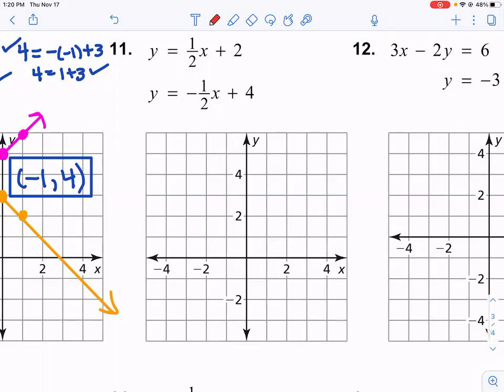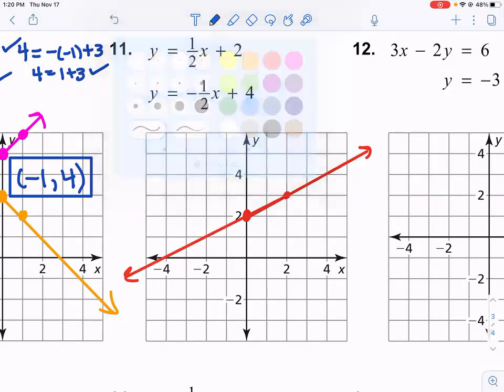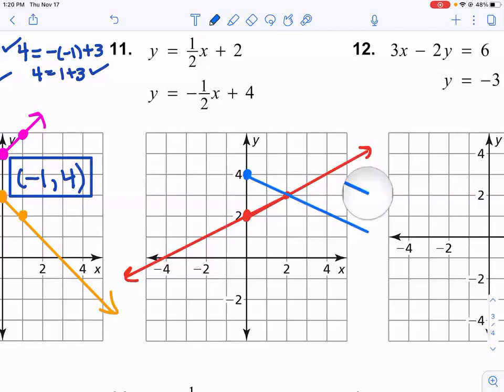My number 11. Is this what your 2 lines look like? Yes. Precisely correct.